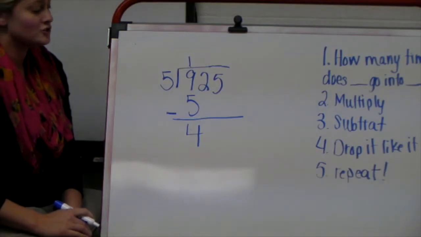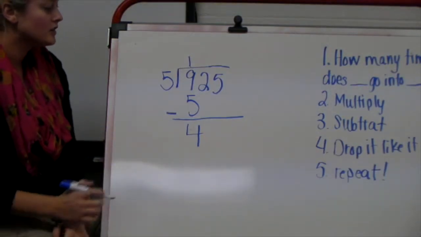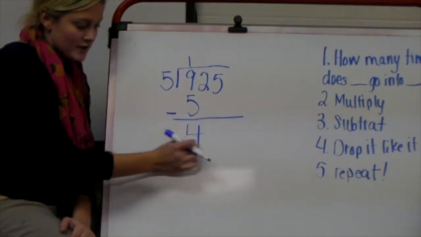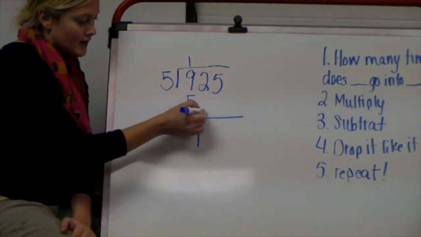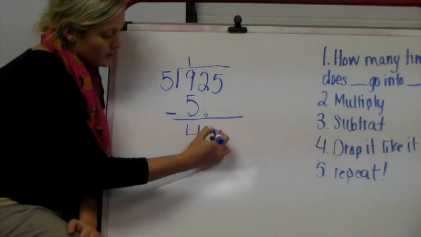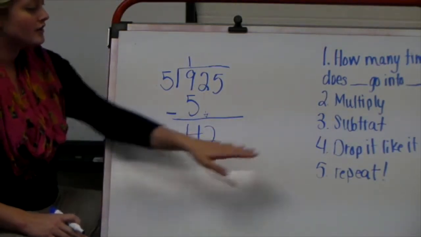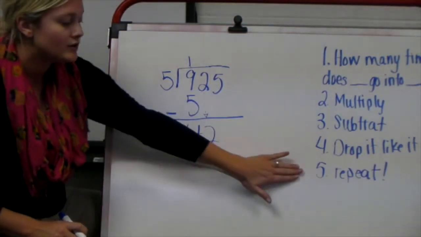Here's the fun step that our students really enjoy. Drop it like it's hot. So I know that 5 cannot go into 4. So I have to make 4 bigger by bringing down the next number. So I bring 2 down here. Okay, so I've dropped it like it's hot. Now it's time to repeat.